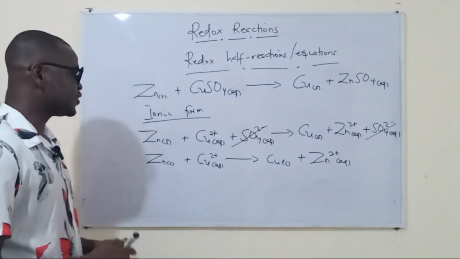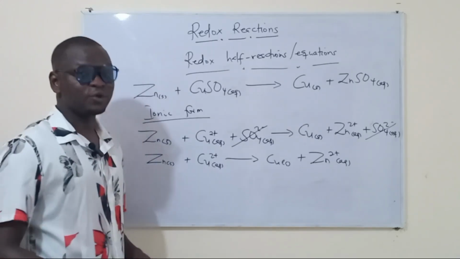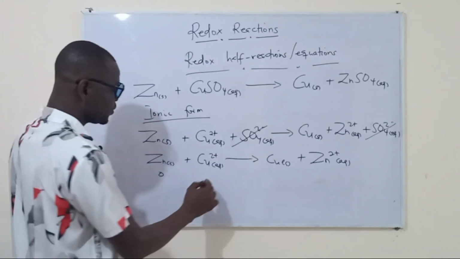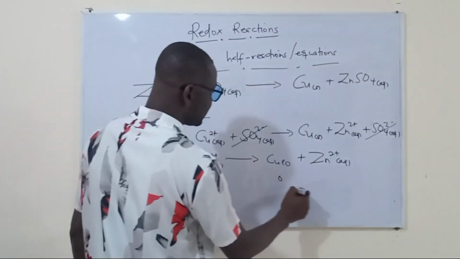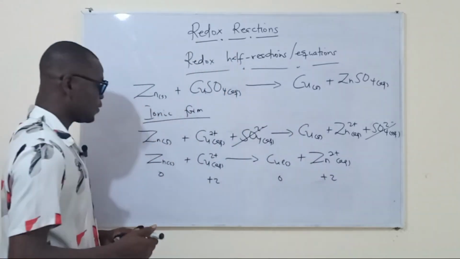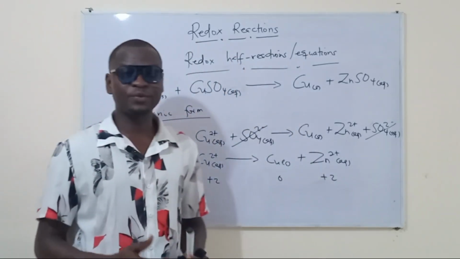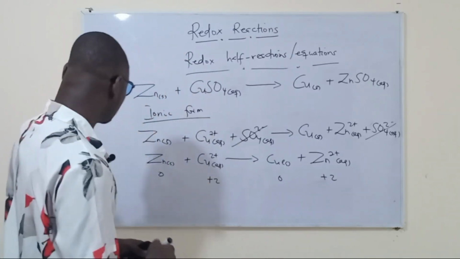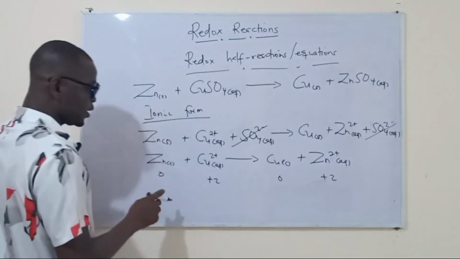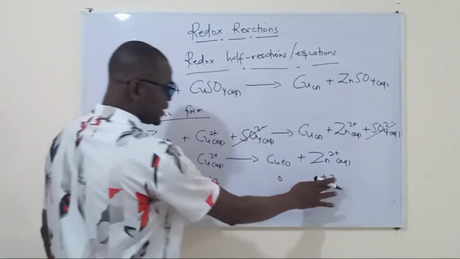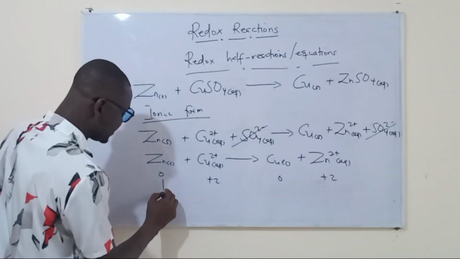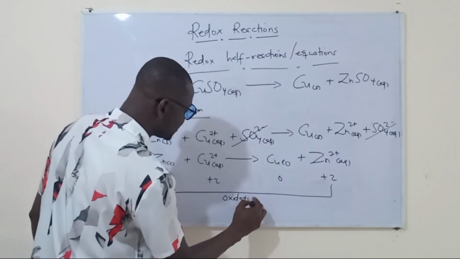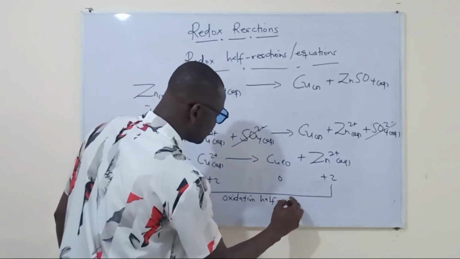The next step is to identify their oxidation states using the rules for oxidation numbers. So this carries an oxidation state of 0. This is +2, 0, +2. Now, in the definition for oxidation, we said that oxidation is the increase in oxidation number of our relevant species. So you can see that zinc was 0, and zinc here is +2. What happened to zinc? It increased in oxidation number. So this side is undergoing an oxidation half reaction.